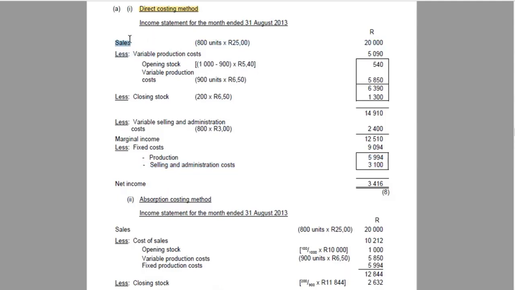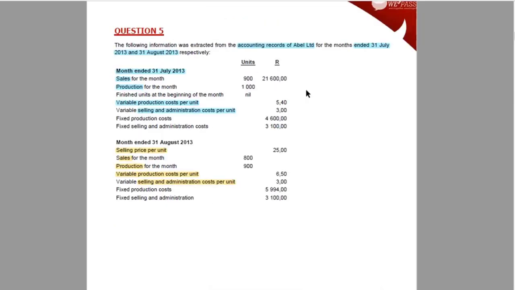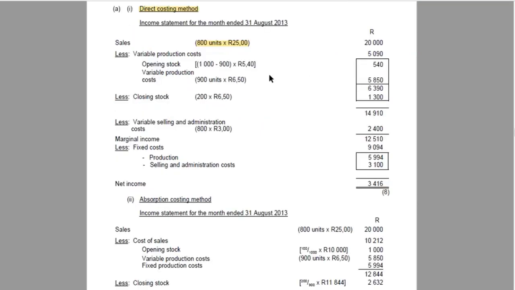Then you start going on your sales, right? Sales, it's also an easy mark. They gave you, you ask yourself, what am I given? Okay, sales, they gave me the selling price per unit and they gave me the sales for the month. So that one is straightforward, 800 multiplied by 25. You put it straight there, 20,000, you're good to go.